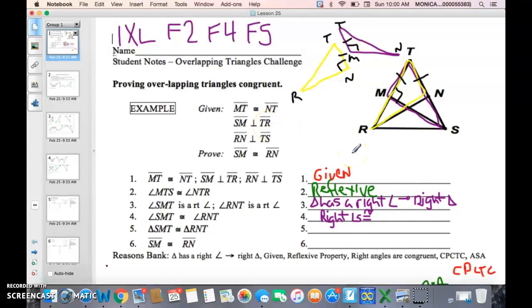And now the last thing that we have to prove that these are congruent is this angle here is congruent to this angle here. So this looks confusing, but I see angle, side, angle. And so here we go. If I mark it here, angle, side, angle is the proof that says that these two triangles are congruent. So I'm going to slide that in here. And then lastly, SM is congruent to RN.